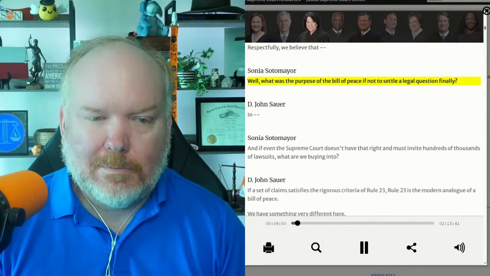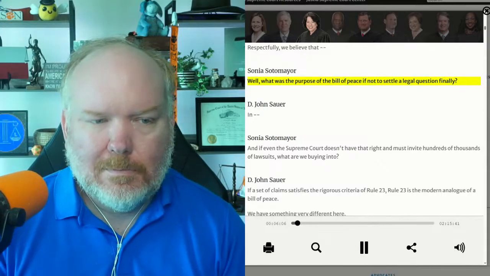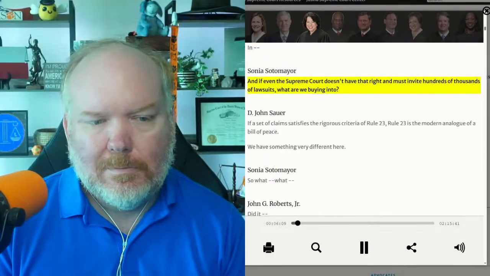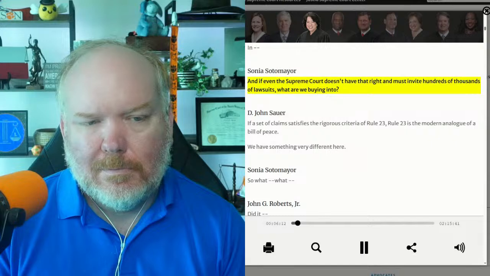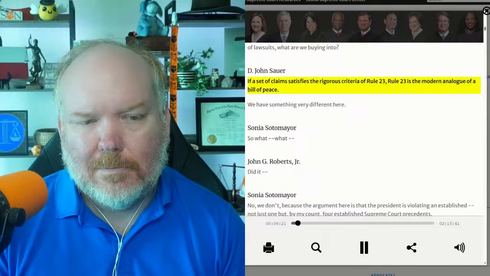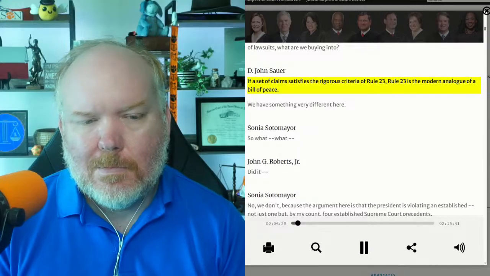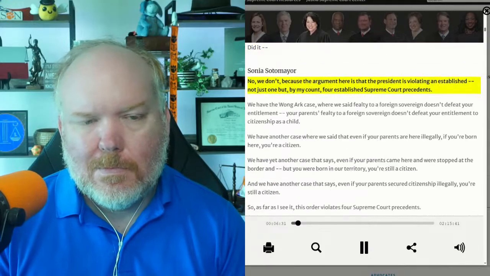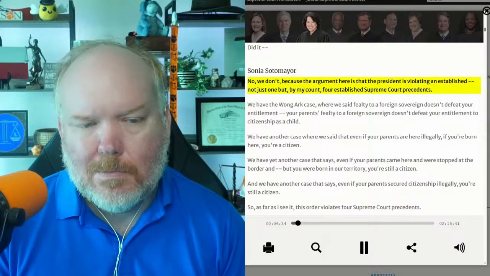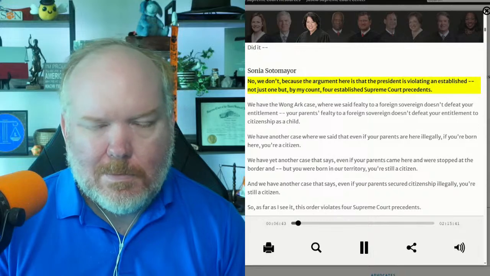Respectfully, we believe that. Well, what was the purpose of the Bill of Peace if not to settle a legal question finally? And if even the Supreme Court doesn't have that right and must invite hundreds of thousands of lawsuits, what are we buying into? If a set of claims satisfies the rigorous criteria of Rule 23. Rule 23 is the modern analog of a bill of peace. We have something very different here. No, we don't, because the argument here is that the president is violating not just one, but by my count, 4 established Supreme Court precedents.